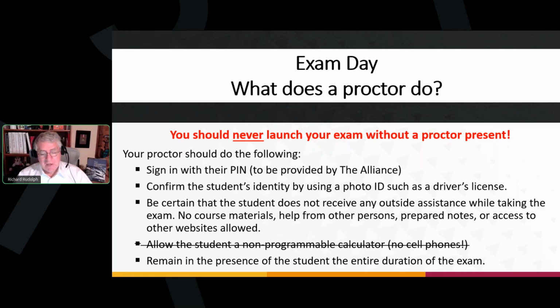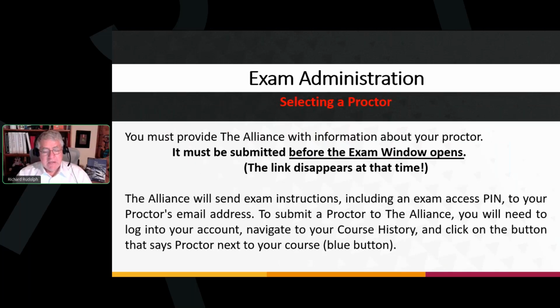The proctor has to sign in with a pen we give them. They have to confirm your ID, make sure you're getting no outside assistance, no course materials. I mentioned you don't need a calculator or a cell phone, so don't worry about that. And they will watch you for the entire duration of the exam. To select that, you need to have that set in place, and you do that. We'll talk about the process for that in a second, before the exam window opens. So that means Sunday night at midnight, that goes away.